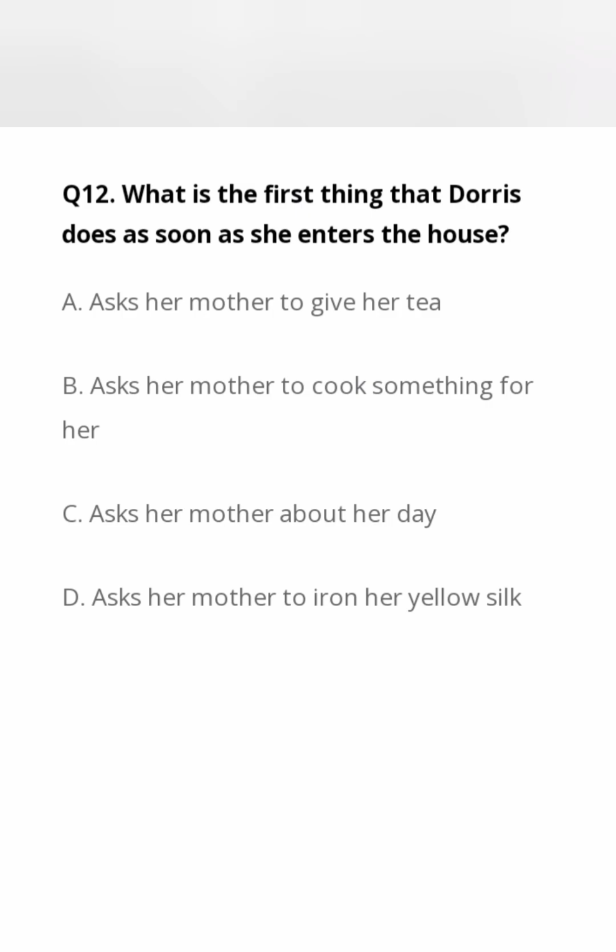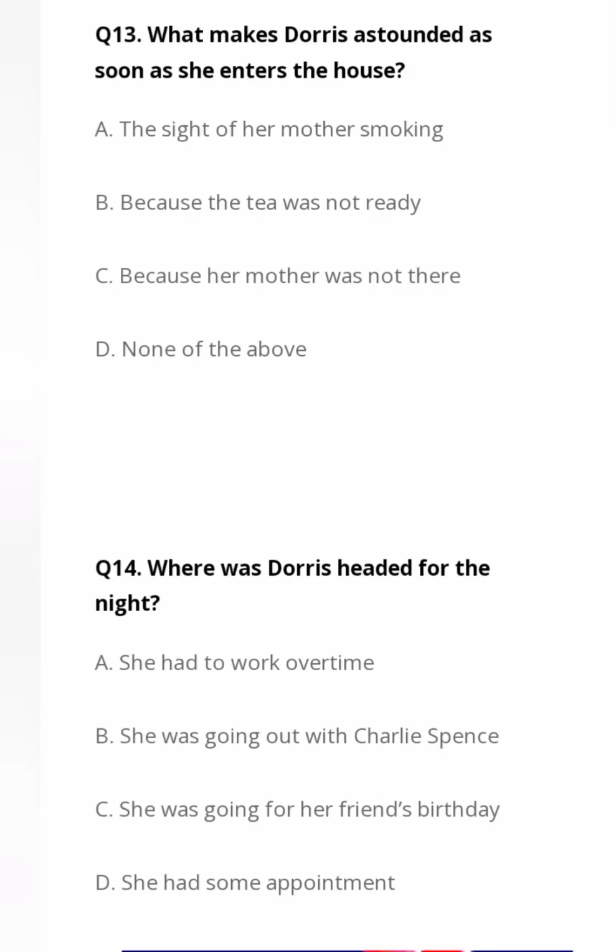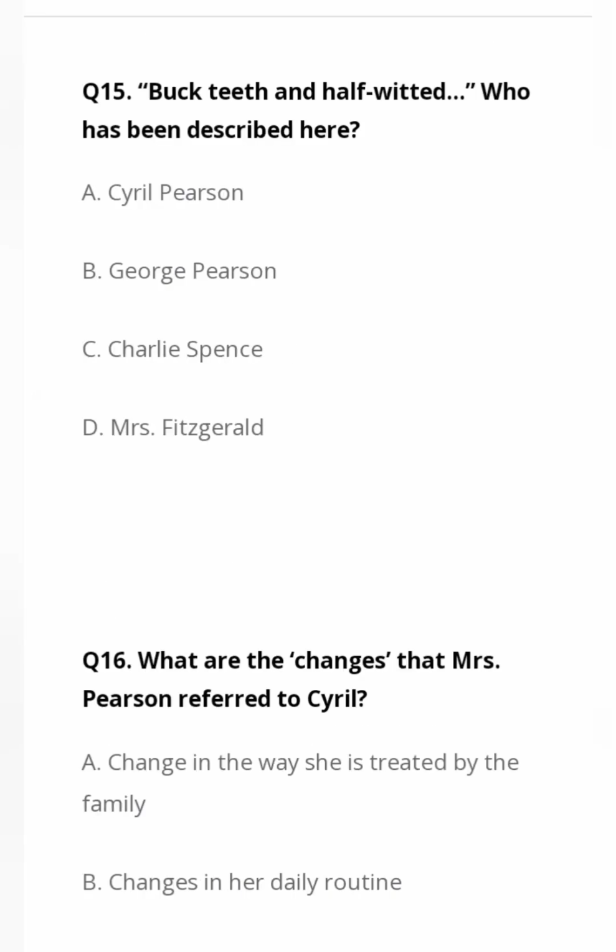Okay. Then let us see question number 13. What makes Doris astounded as soon as she enters the house? That is option A, the sight of her mother smoking. And then question number 14, where was Doris headed for the night? That is option B, she was going out with Charlie Spence. He is her boyfriend. Okay. Then question number 15. Buck teeth and half-witted, who has been described here? That is option C, Charlie Spence.